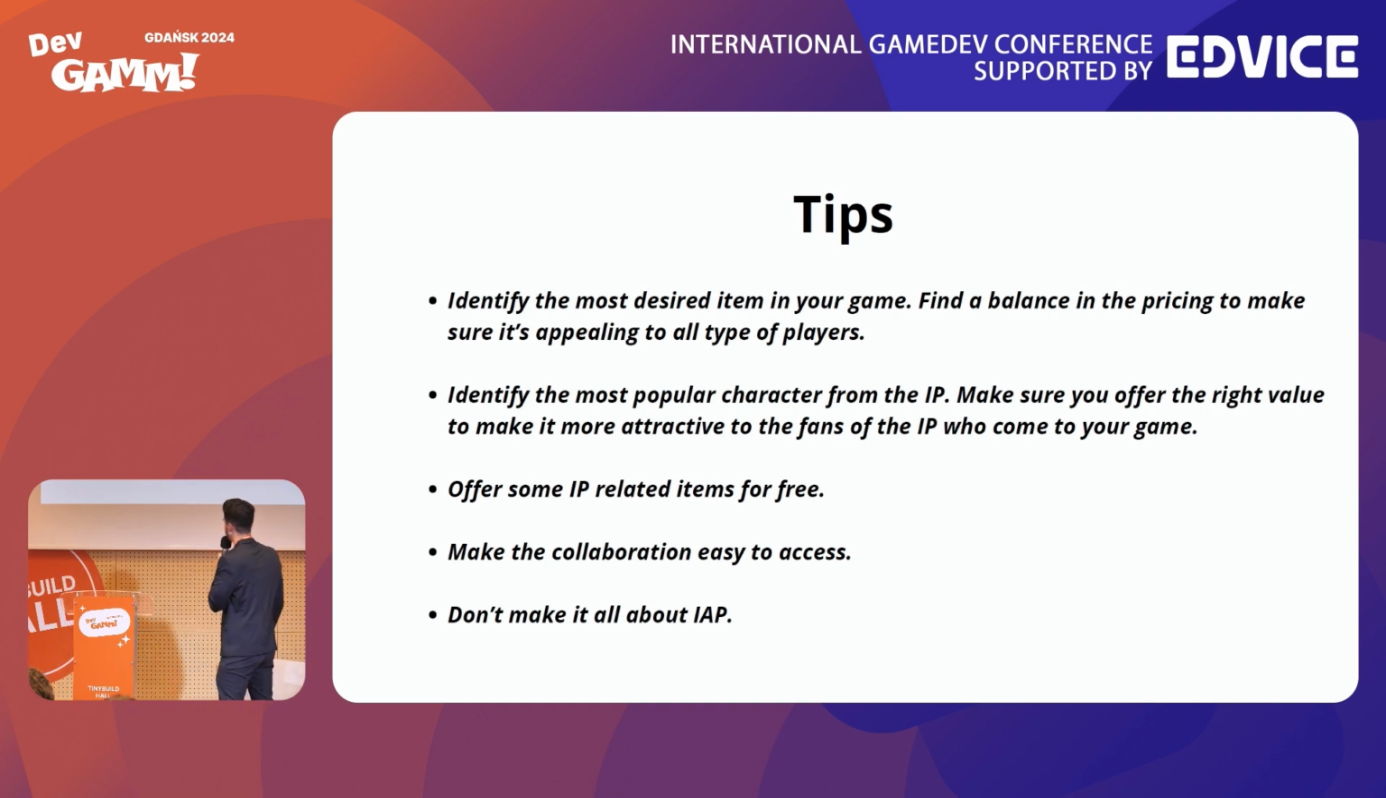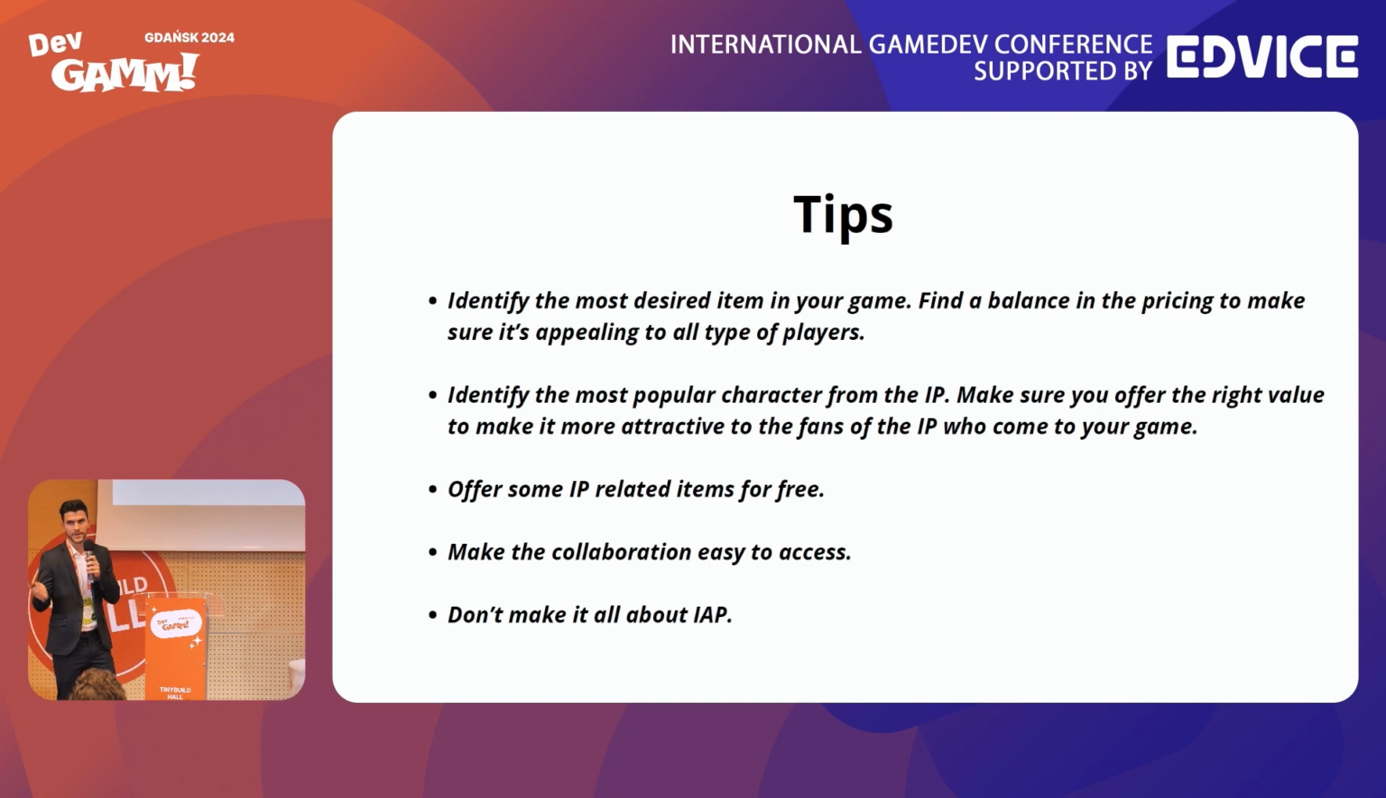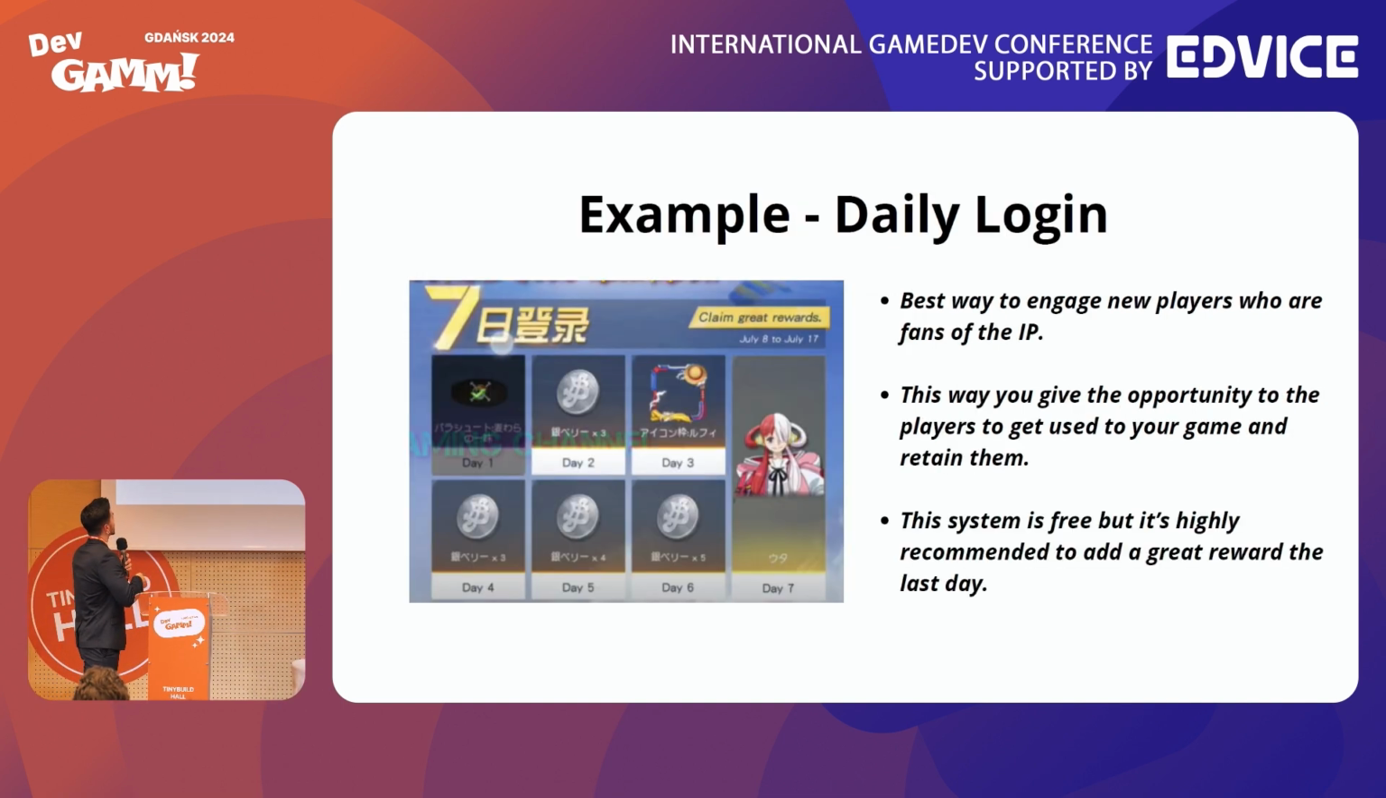And yeah, make it easy to access. In some of the collaborations you have to reach level 120, or the way you start the collaboration is super hidden. Make it straightforward. Make it easy to access. Make it easy for everyone. And don't make everything about in-app purchases. Don't make them feel like, oh, you bring the IP because you want to get my money, and it's all in-app purchases. So here I will give you some examples pretty quick.